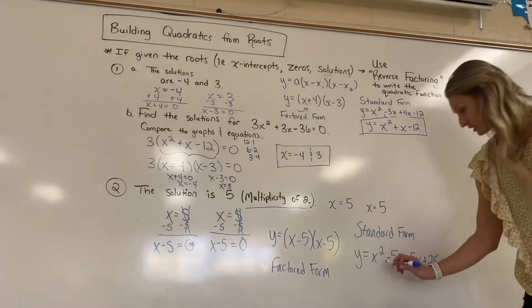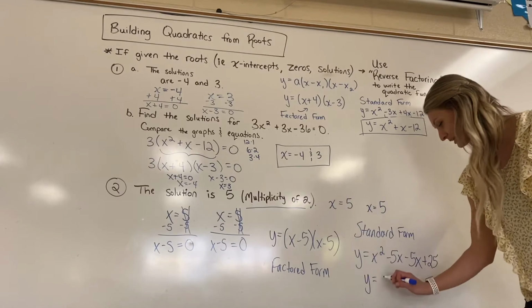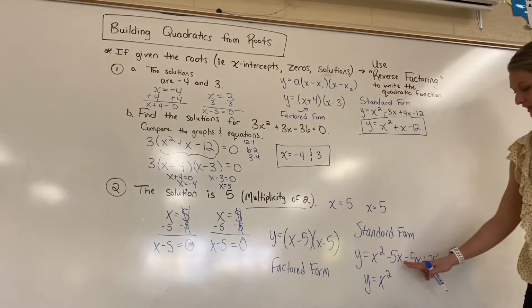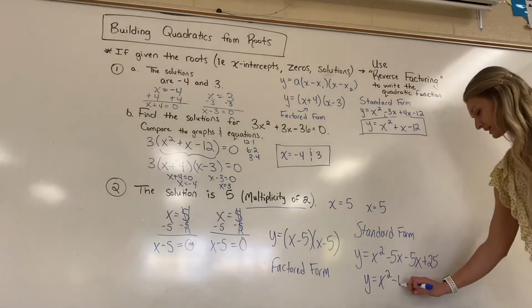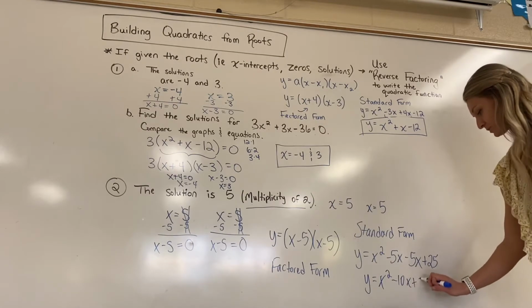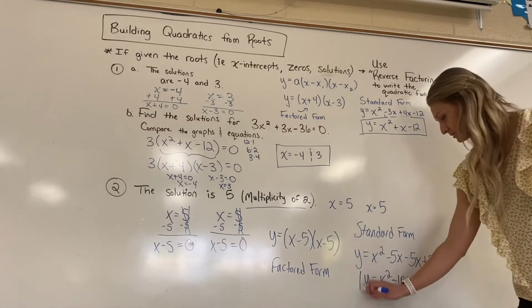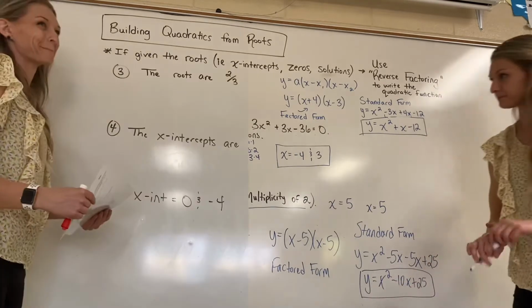Okay? Then, combine like terms. My x squared just comes down. Negative 5x minus 5x is negative 10x. And then my plus 25 comes down. So, there is my standard form.